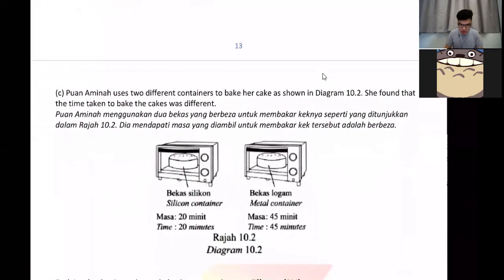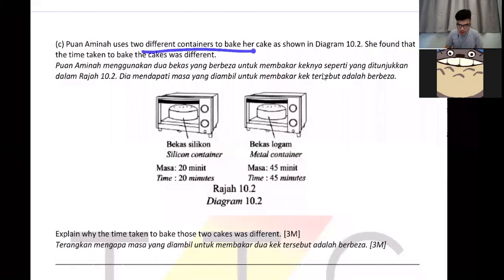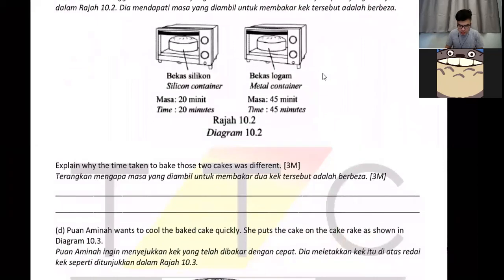So see, Amina uses 2 different containers to bake her cake. She found that the time taken to bake the cake was different. If she uses silicone, it takes 20 minutes. If it is metal, it takes 45 minutes. Why is the silicone shorter? Because probably it keeps the heat inside. It insulates the heat inside the cake, so the cake bakes faster.